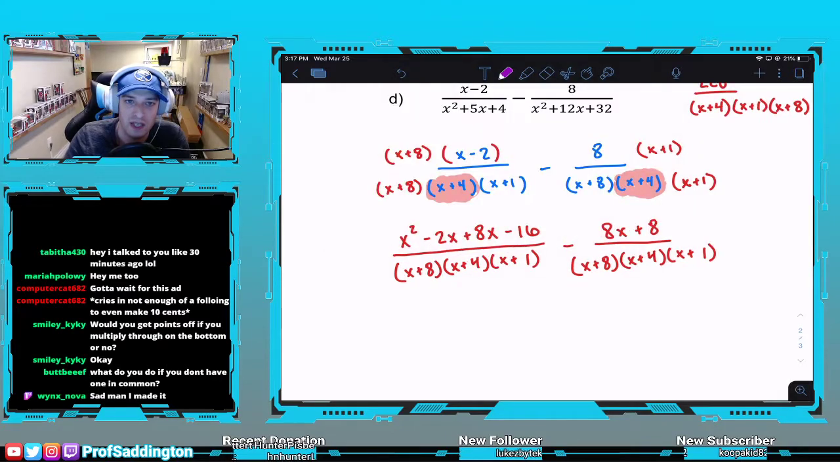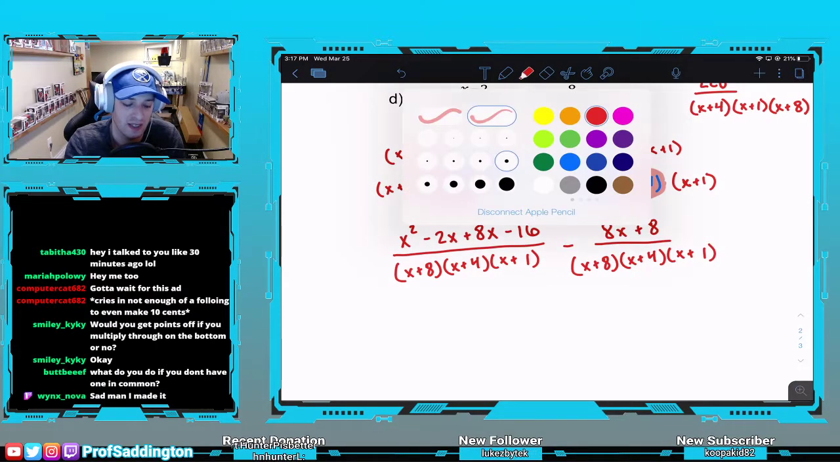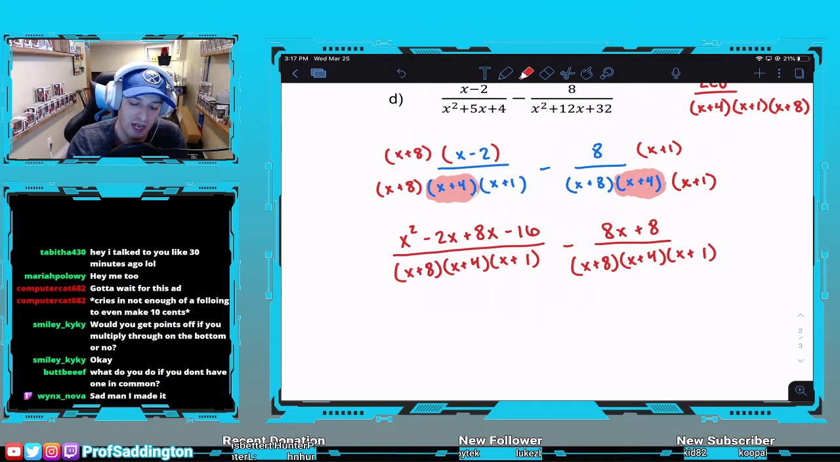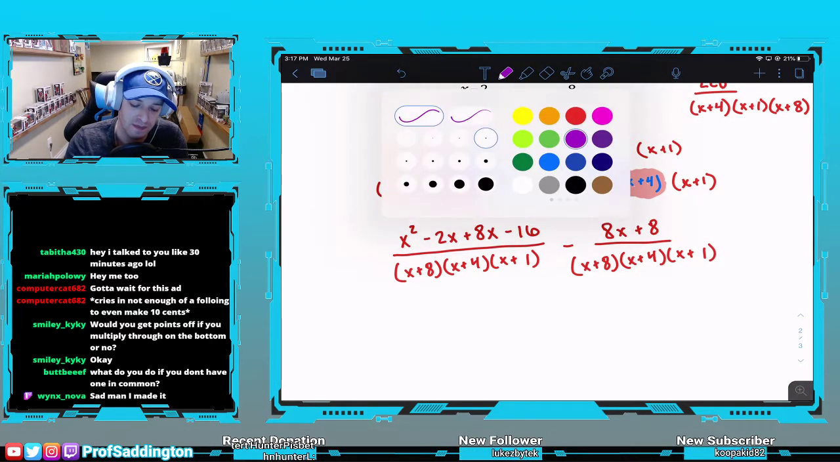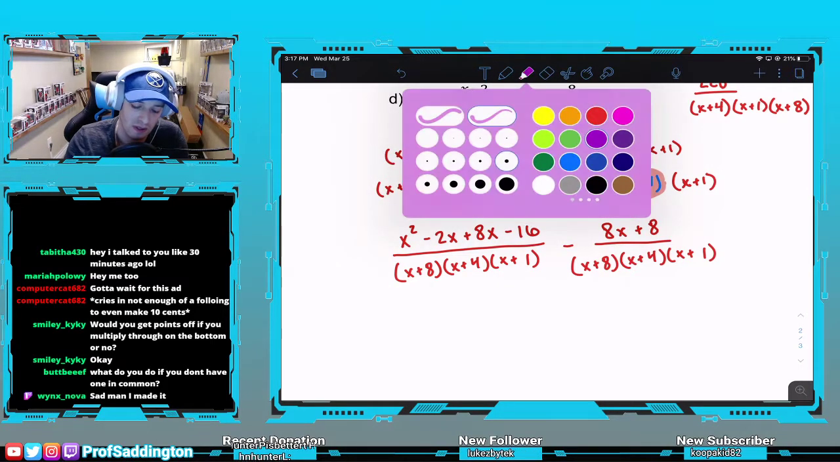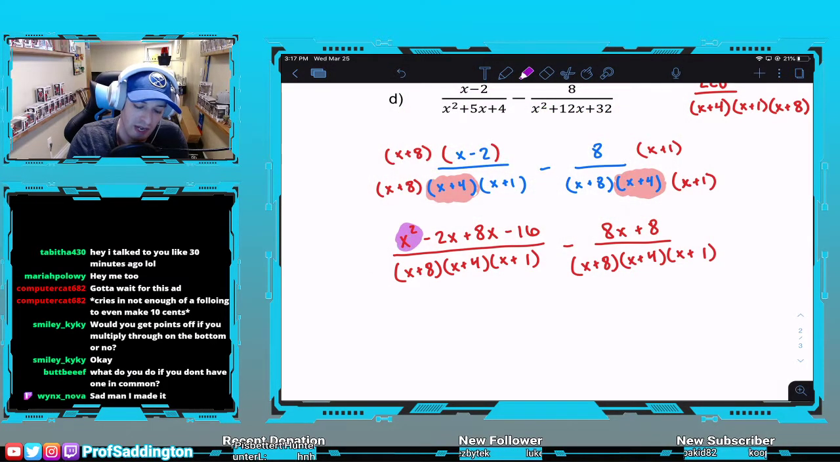So if you guys take a look at the combining like terms, we have an x squared, but, oh no, my pen's dying again. Let me charge it up for a second. So now that we have that x squared, that x squared can't be combined with anything, so we can just rewrite it as x squared.